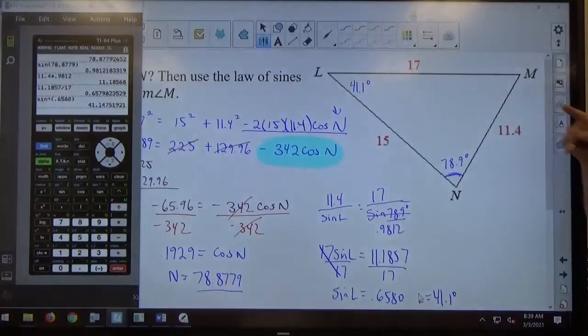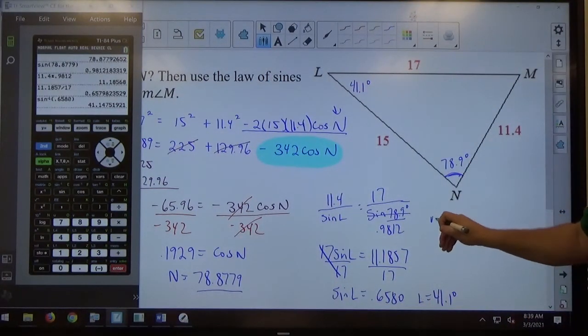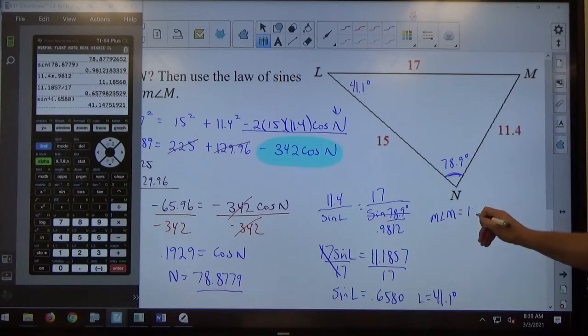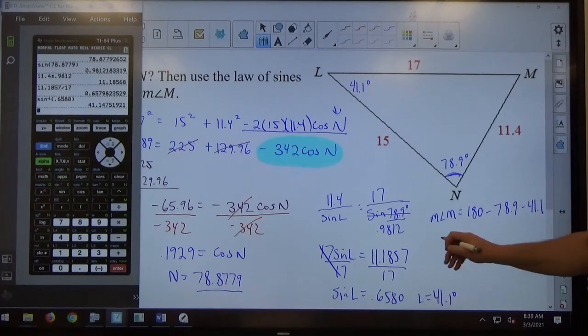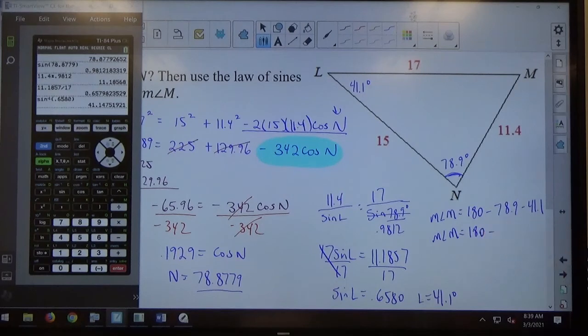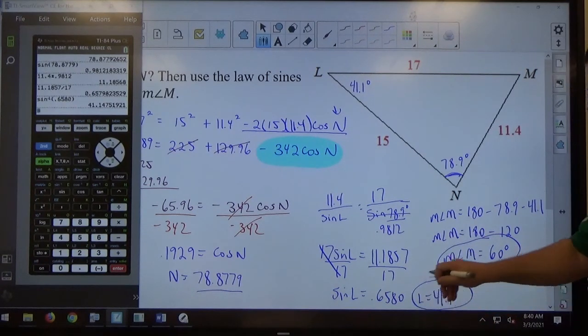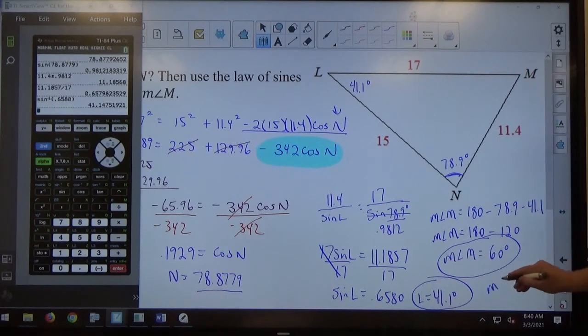And now once we know those two angles, to find M, the measure of angle M is going to equal 180 minus 78.9 minus 41.1. So the measure of angle M is 180 minus 120. So the measure of angle M is 60 degrees. 60 degrees, 41.1 degrees, and the measure of angle N is 78.9 degrees.